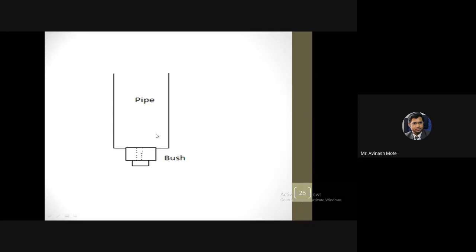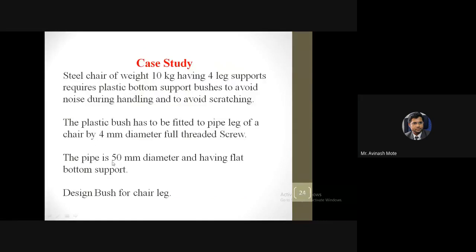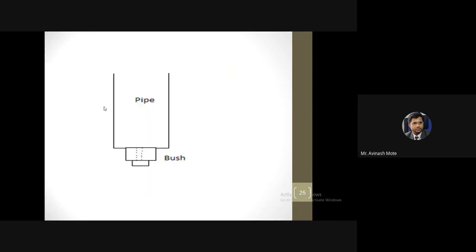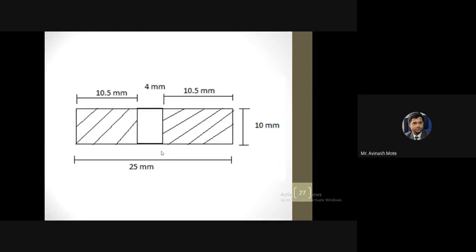Now what is given? Check it. The pipe is of 50 millimeter diameter, so obviously the bush will be less than this. So now we'll have to assume the size. For the time being, I am assuming the diameter of the bush is 25 millimeter. Okay, so the total size of the bush is 25 millimeter and the thickness of the bush is 10 millimeter.